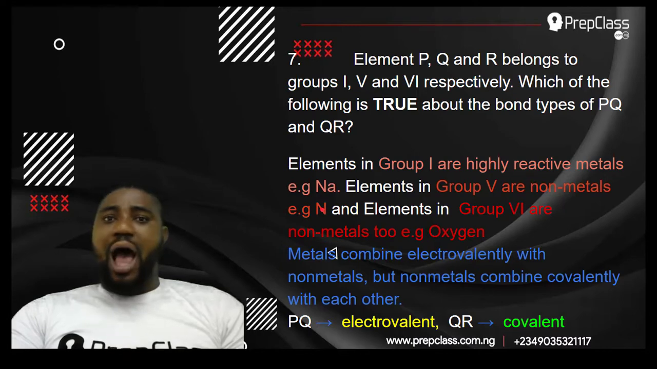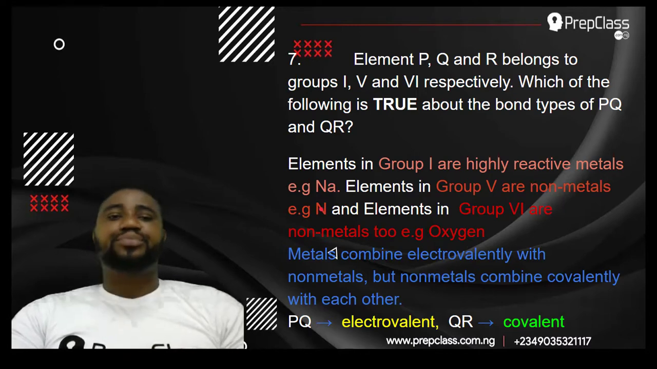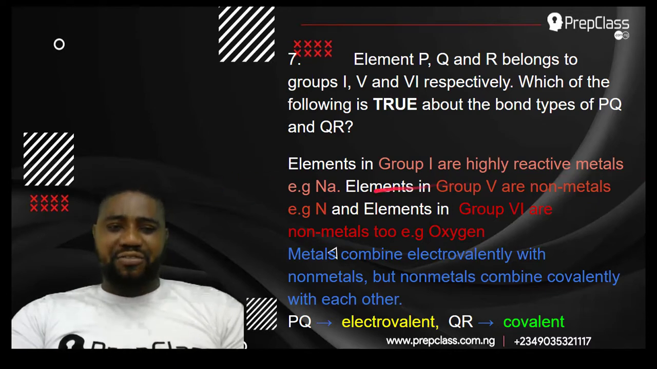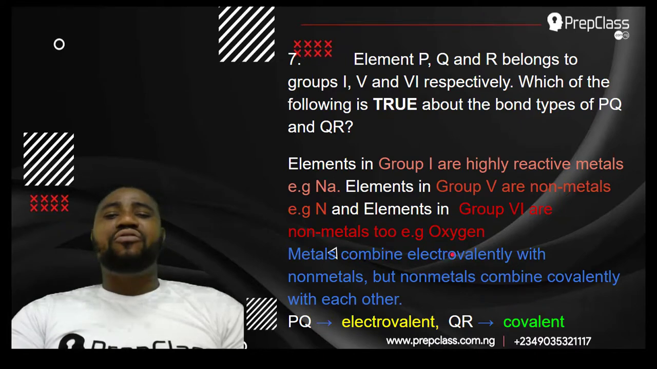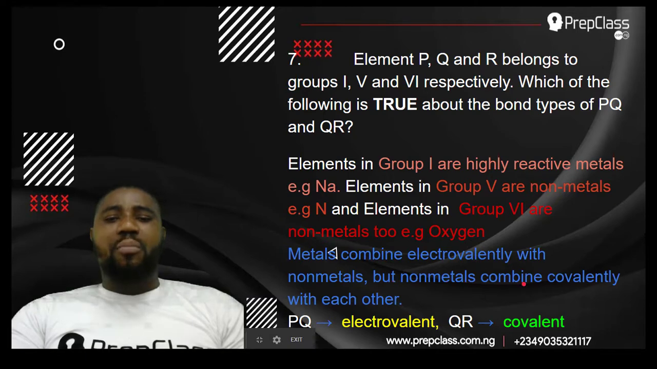Then group 0 are what? The noble gases. Are you following? That's group 0 or group 8. Now, elements in group 1 are highly reactive metals, e.g. sodium. Elements in group 5 are non-metals, e.g. nitrogen. Elements in group 6 are also non-metals, e.g. oxygen. So now, metals combine electrovalently with non-metals, but non-metals combine covalently with each other.